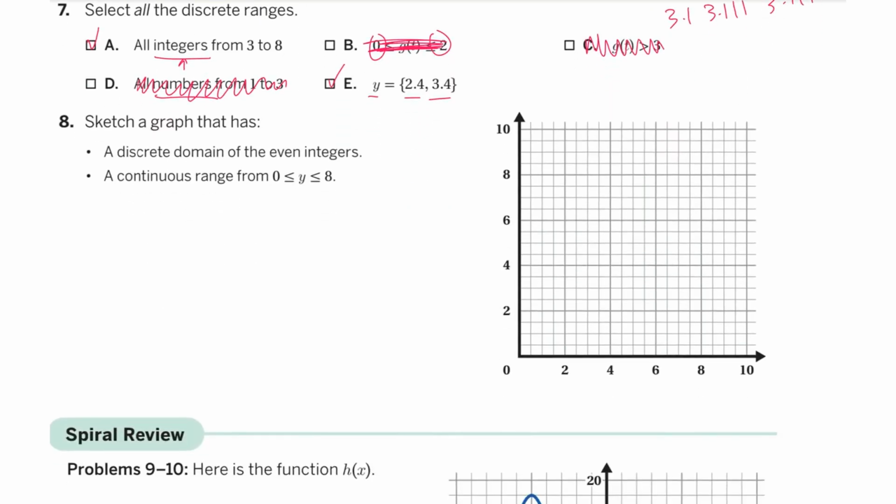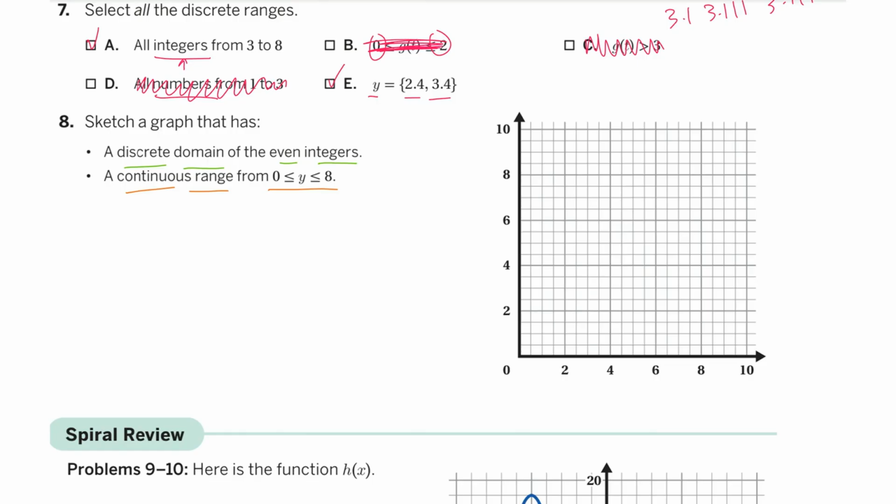For number 8, it says sketch a graph that has a discrete domain of the even integers. So I'm going to have to choose very specific numbers, and I'm only using even whole numbers. Whereas when I'm looking at the range, it's got to be continuous from 0 to 8. So there's a couple different ways that this could look.